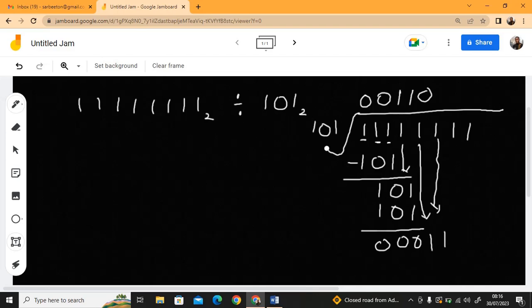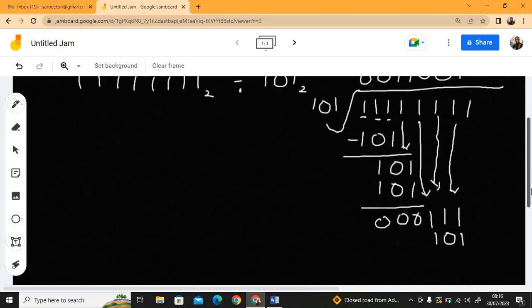You write 1. 101 is bigger than 11 now. So you are going to write what? It's the same, 0. Now, you come down again. You bring this one down. Now, 101 is less than 111. So you are going to write 1 here. 101 times 1 is what? 101. Let me just scroll this down a little bit.